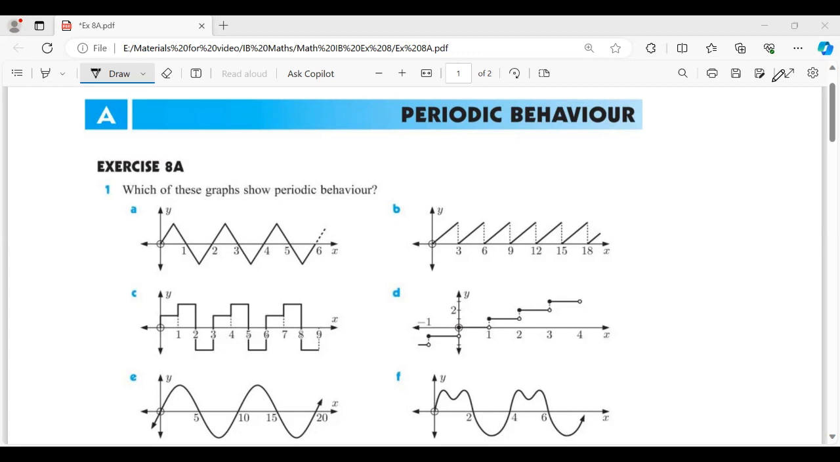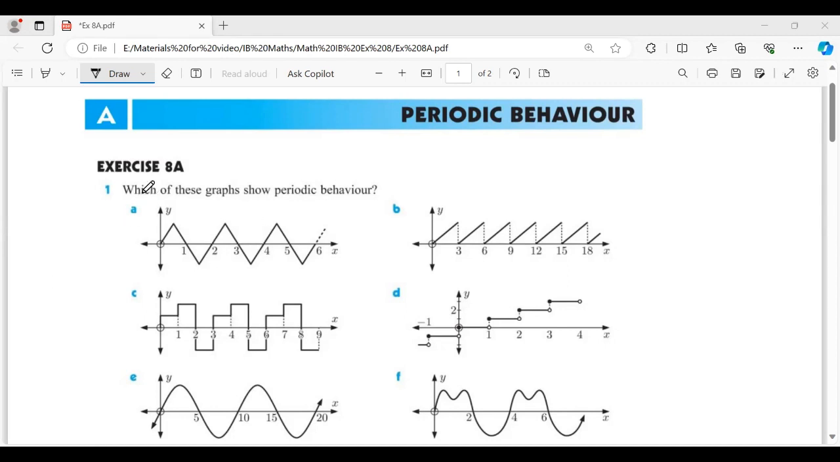In this video, I'm going to show you how we find the solutions of exercise 8A and exercise 8B of the IB Mathematics book for those standard level students. Okay, let's start with number one. Which of these graphs show periodic behavior?